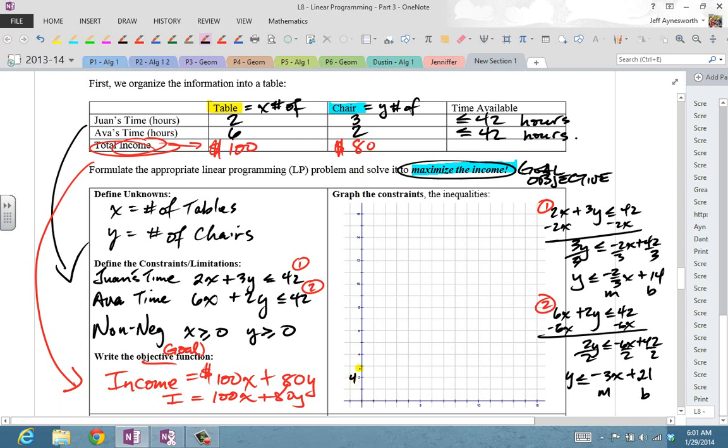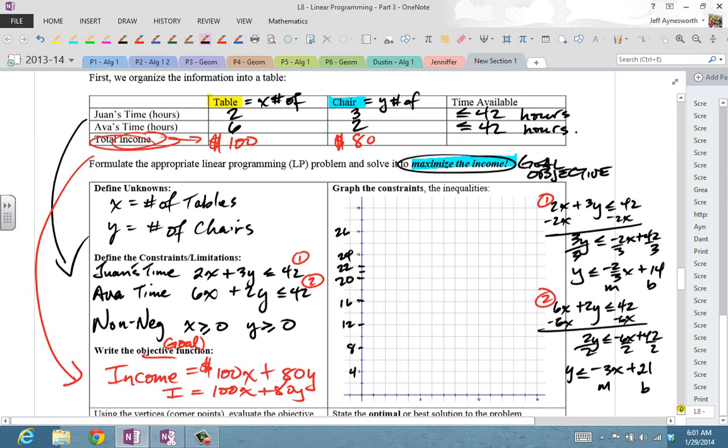So 2, 4, 6, 8, okay, 10, 12, 14, 16, 18, 20. So I change the scale to 2 here. 2, 4, 6, 8, 10, 12, 14, 16, 18, 20, and then 22, 24, 26. Very good. So this one's 22, so there's 21 right there, right in between 20 and 22. All right. And same thing here.